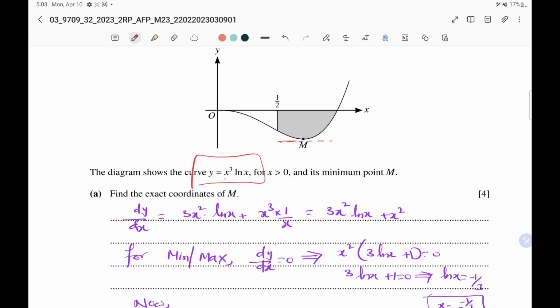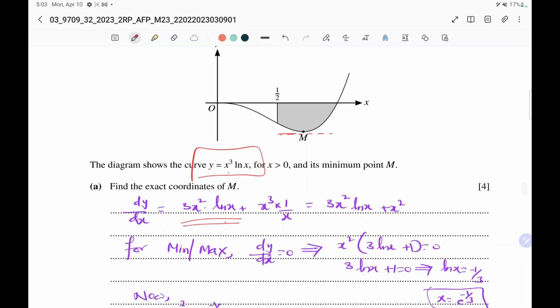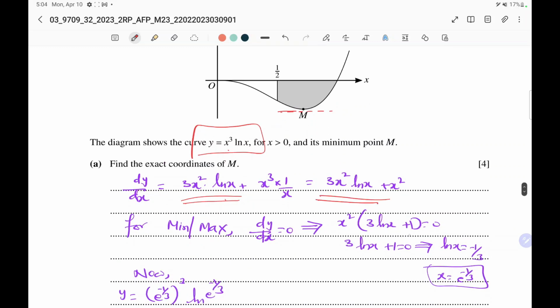So product rule: x cube differentiation is 3x square, ln x as it is, plus x cube as it is, ln x differentiation is 1 over x. So this is 3x square ln x and this is x square only. We can take x square common. So this is 3 ln x plus 1 equals 0. x square cannot be 0, you know that. Then 3 ln x plus 1 should be 0 only. Then ln x is minus 1 over 3. x is e to the power minus 1 over 3.